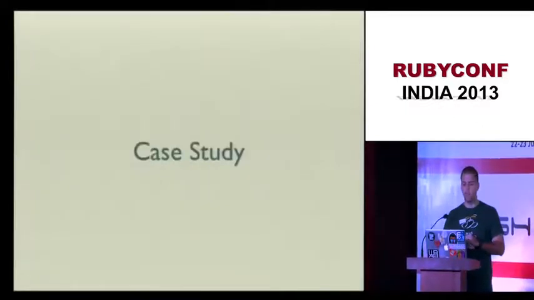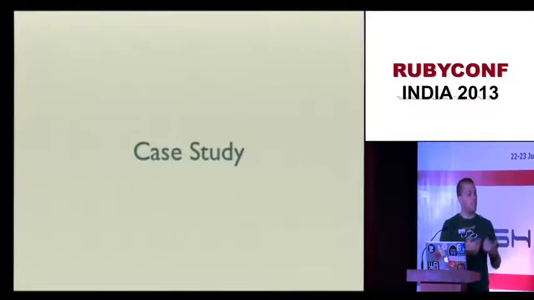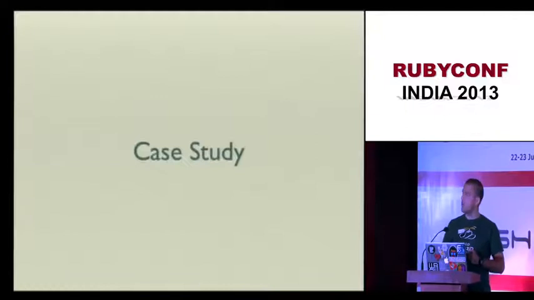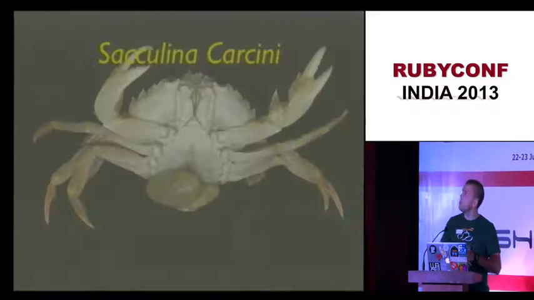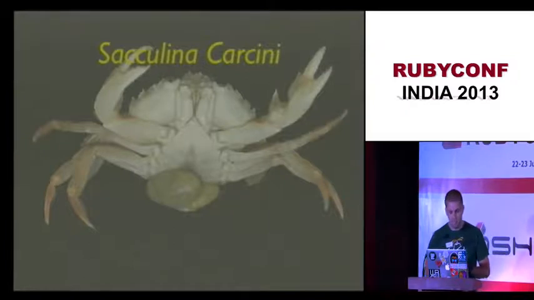Here's the situation. You've been handed a new project by your boss. This is a project that already exists, but it's new to you. And this project is covering a specific domain. It's covering a parasitic relationship between a crab and this parasite called Sacculina carcini.